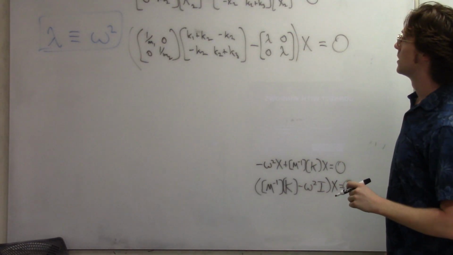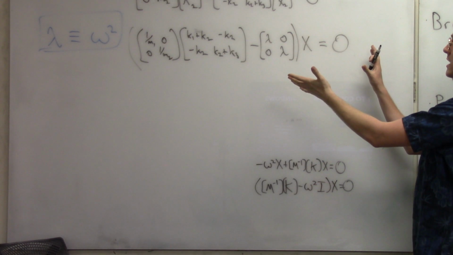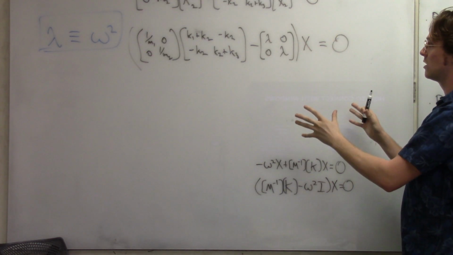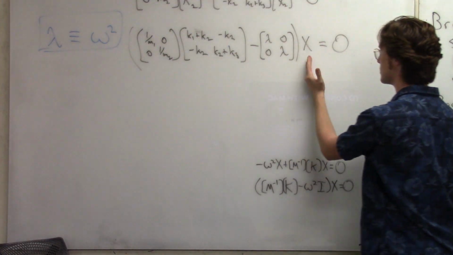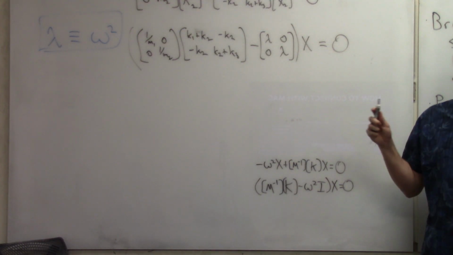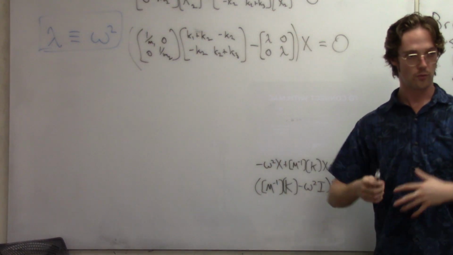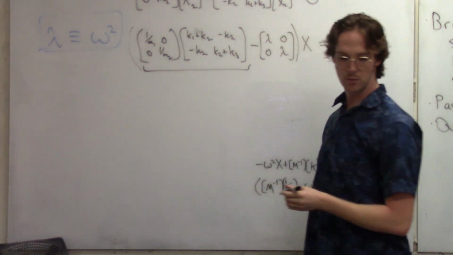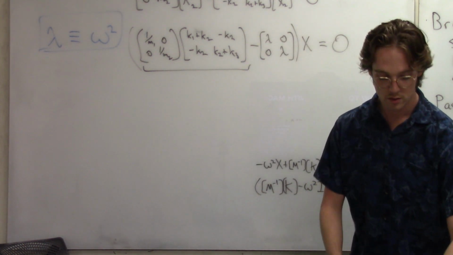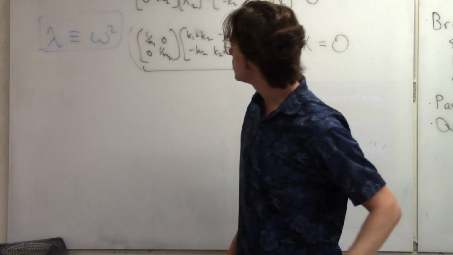All right. Now, we've reduced it down to the form of the eigenvalue equation. We have one matrix expression times our vector is equal to 0. Now what we need to do is take this and put it into one matrix. So now we need to do some matrix multiplication. So let's do some matrix multiplication.